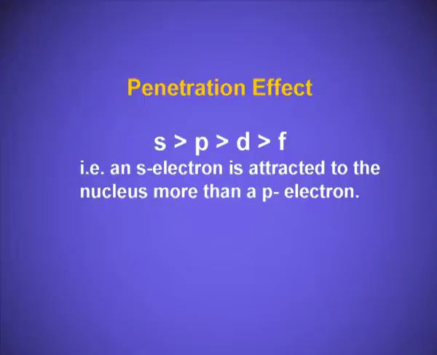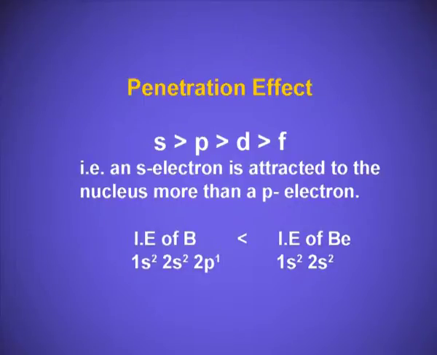For example, the ionization energy of boron is less than the ionization energy of beryllium, because in beryllium we are pulling out the electron that is present in the 2s orbital, whereas in the case of boron, the electron to be removed is in the 2p orbital. No doubt, the value of the principal quantum number is the same in both cases, 2p and 2s, but the penetration effect of the s orbital is higher.